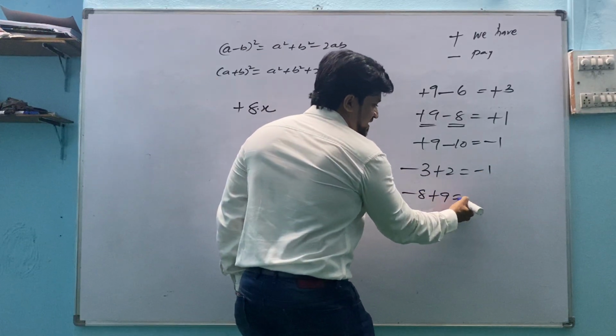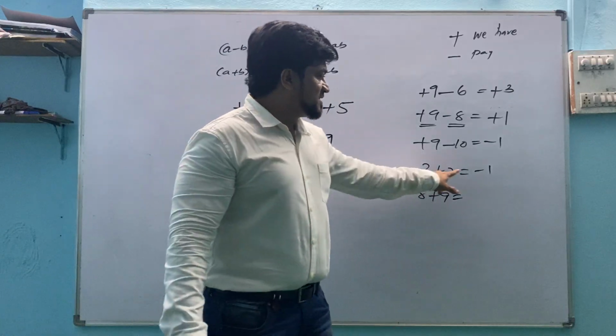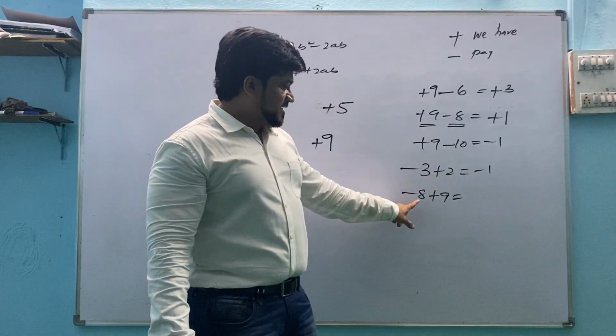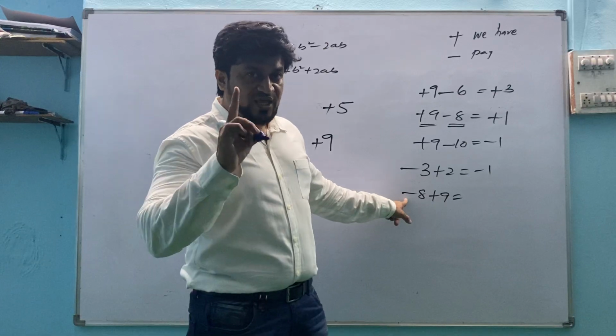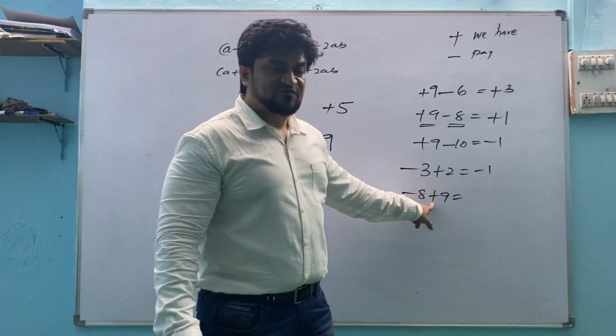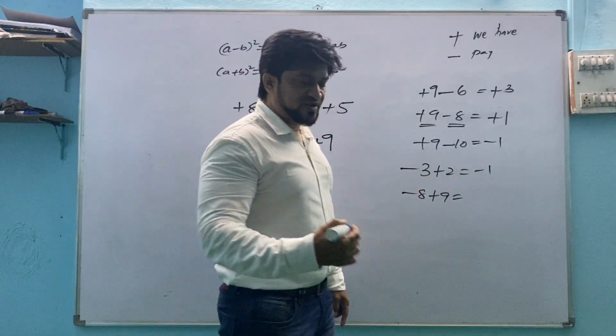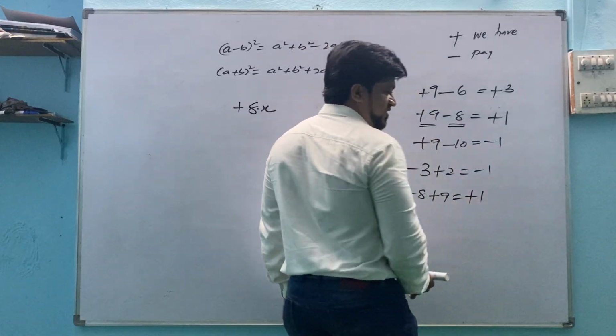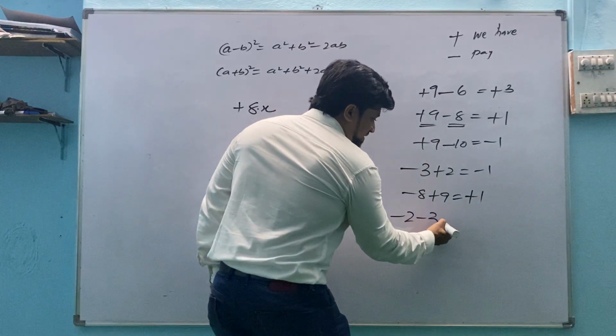Minus 8 plus 9 is there. Don't think that minus is there, so I get minus. Not like that. Here 8 is negative. We need to pay 8. How much do we have? 9. We paid 8 from 9. So how much do we have now? 1.